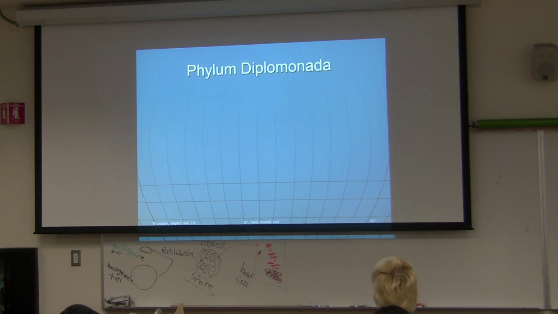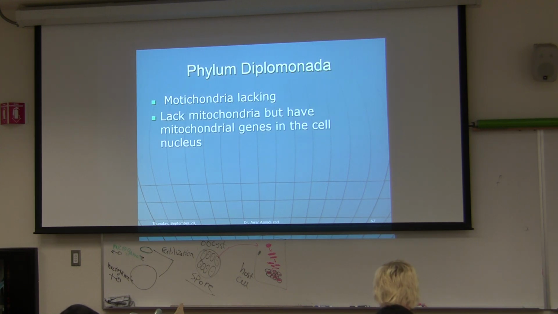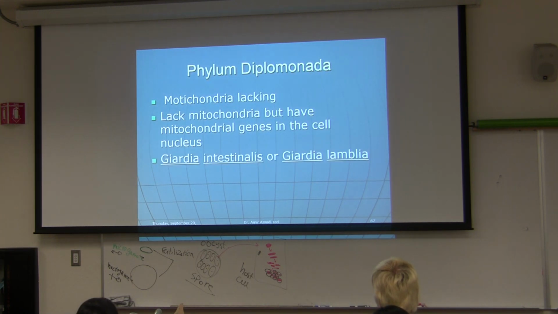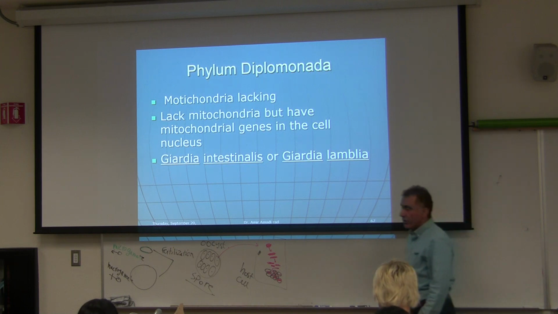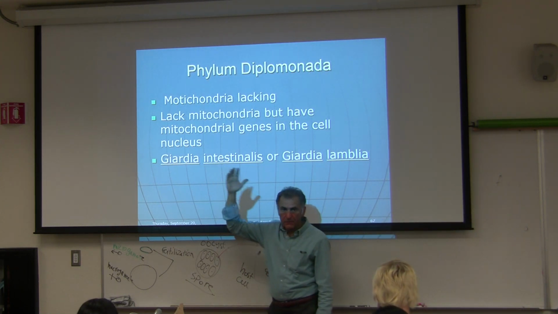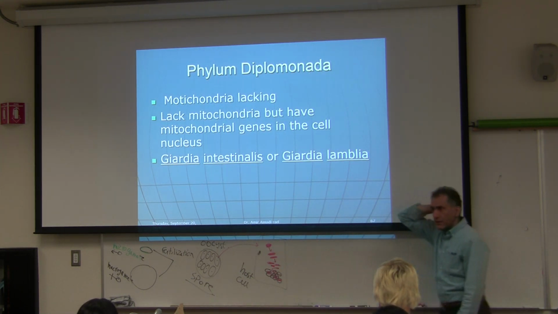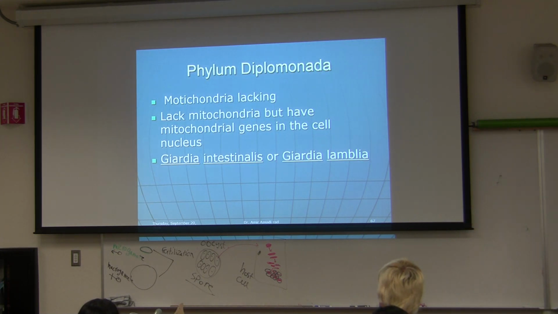Okay. Phylum Diplomonada, mitochondria lacking. Right? They lack mitochondria but have mitochondrial genes in the cell nucleus. Giardia lamblia and Giardia intestinalis. We do have a slide of Giardia in the lab, both on 2x2s and on glass microscope slides in the lab. We have Giardia.